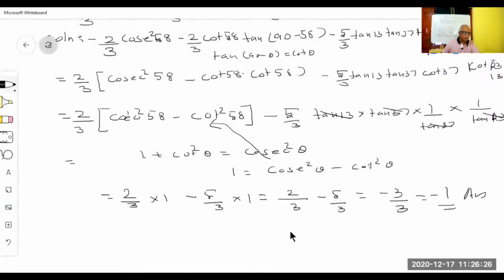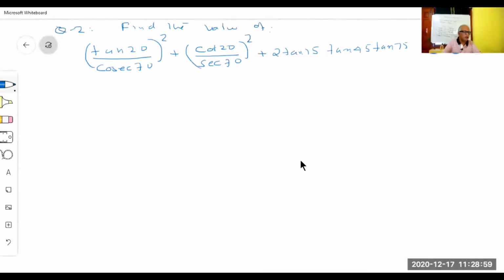Okay. Now, the second question: find the value of, without using trigonometric tables, (tan 20 by cosec 70) the whole square plus (cot 20 divided by sec 70) the whole square plus 2 tan 15, tan 45, tan 75. Solution is straightaway.